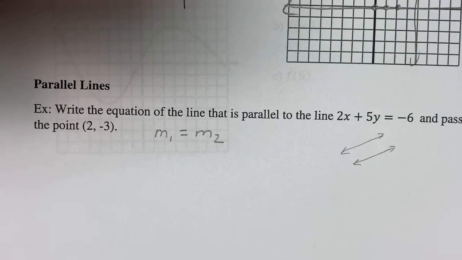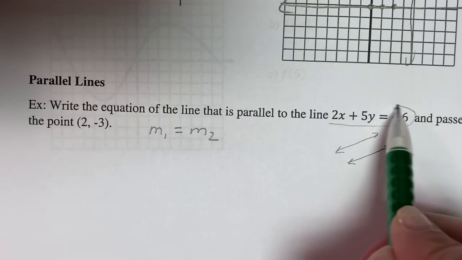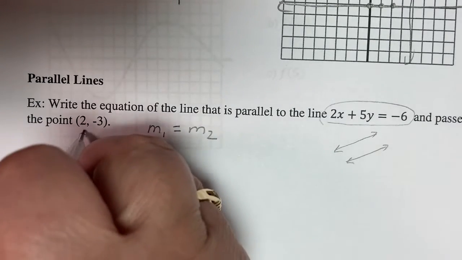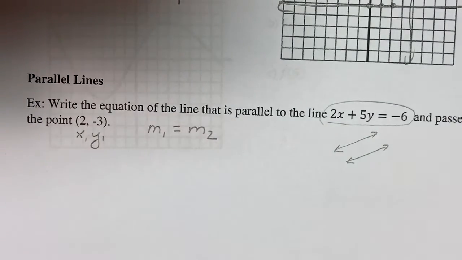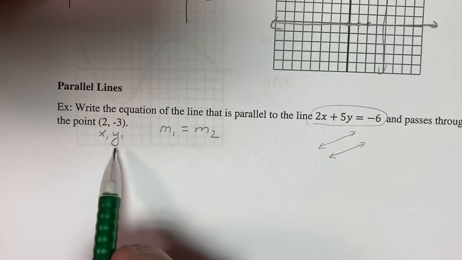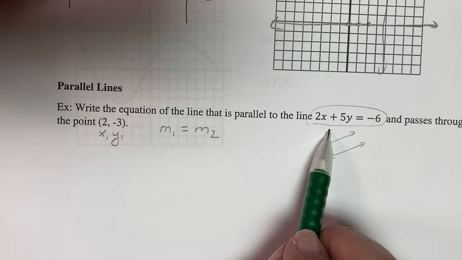So let's look at this example. Write the equation of the line that's parallel to this line and passes through this point. So here's our x1, y1. Now remember, the two things that you have to know to come up with the equation of a line are a point and the slope. So let's talk about the slope. Since the line that I'm coming up with is parallel to this line, it has the same slope.